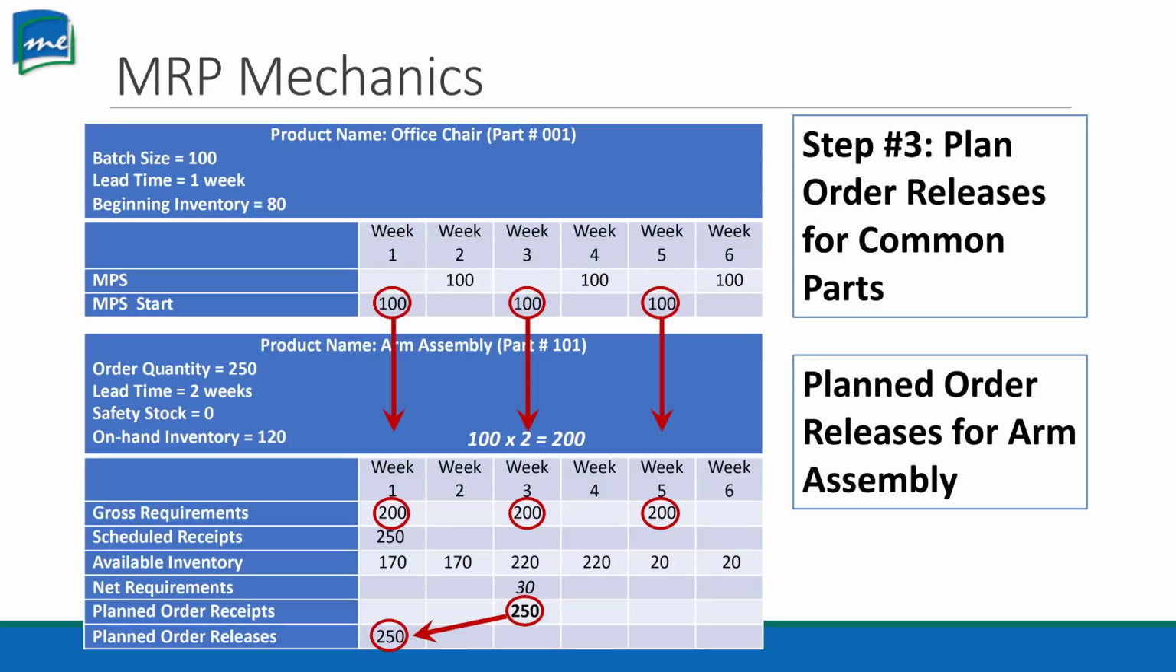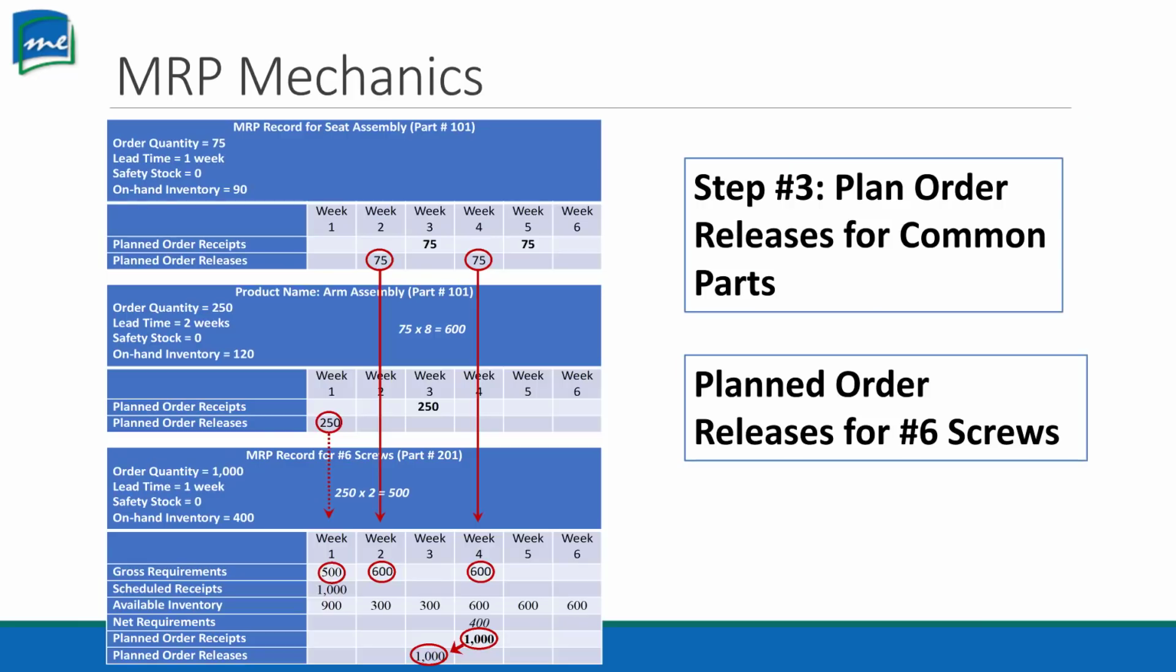Well, we need 2 arms for a chair. So we need 200 overall. So you can see here, we're going to place an order on week 1. However, the lead time is 2 weeks. So in week 3, they'll show up. And then we keep going.